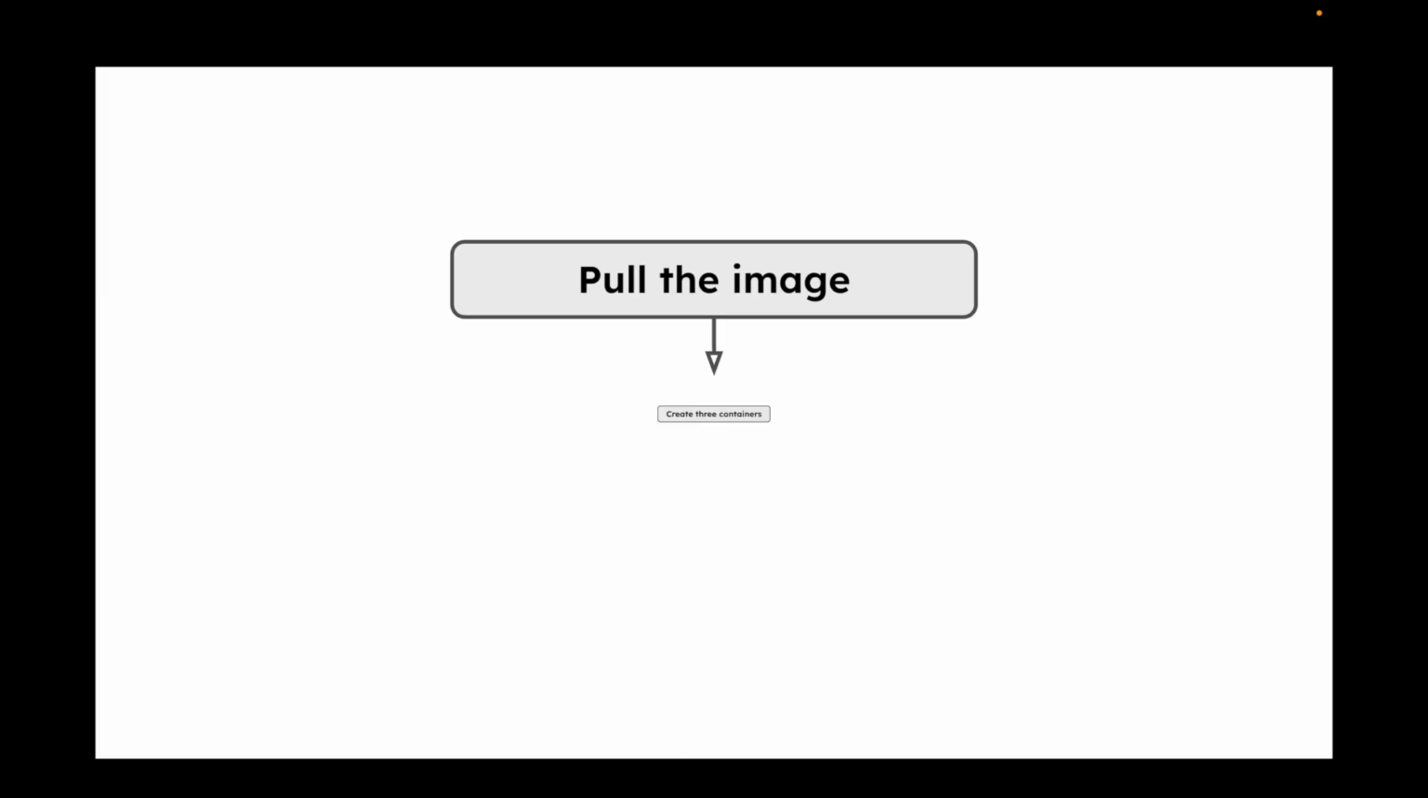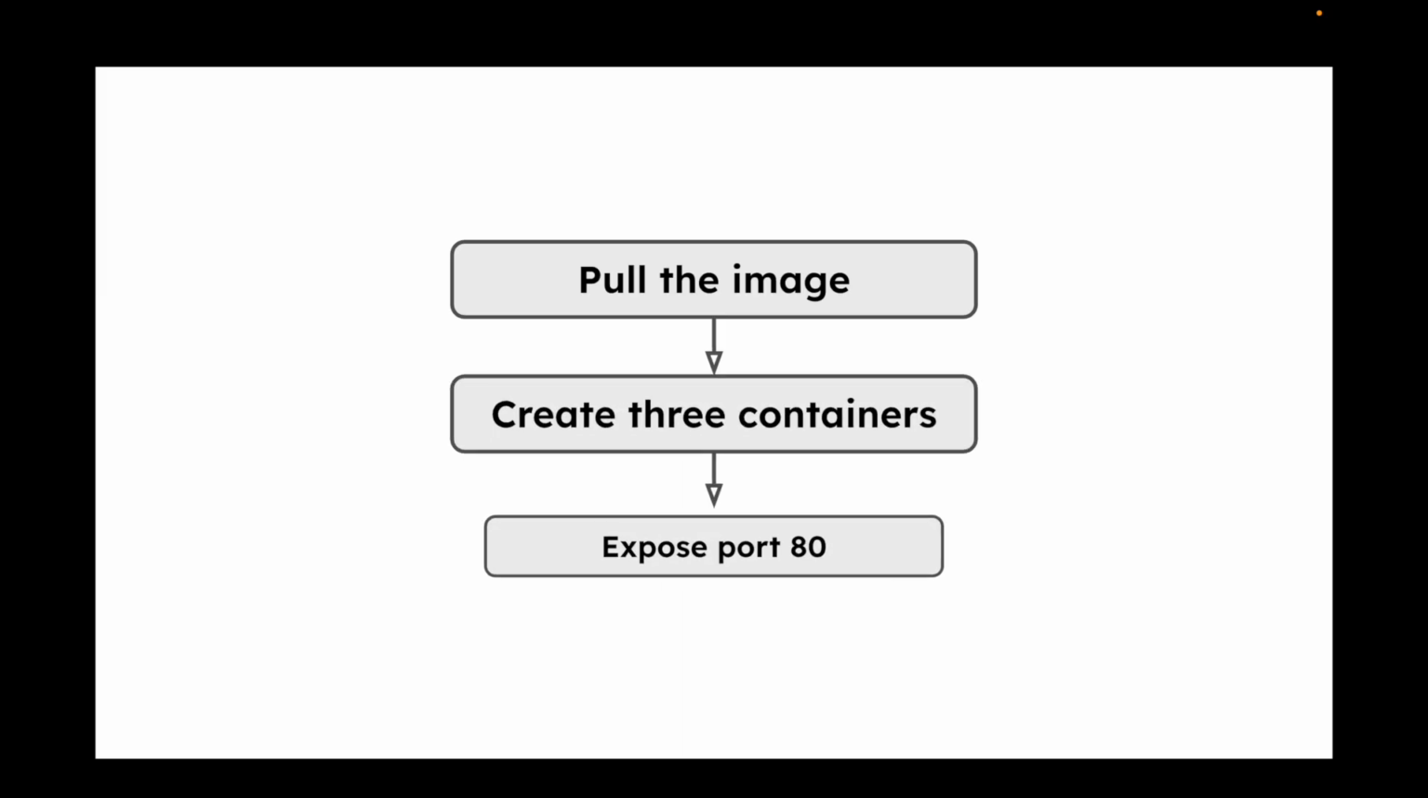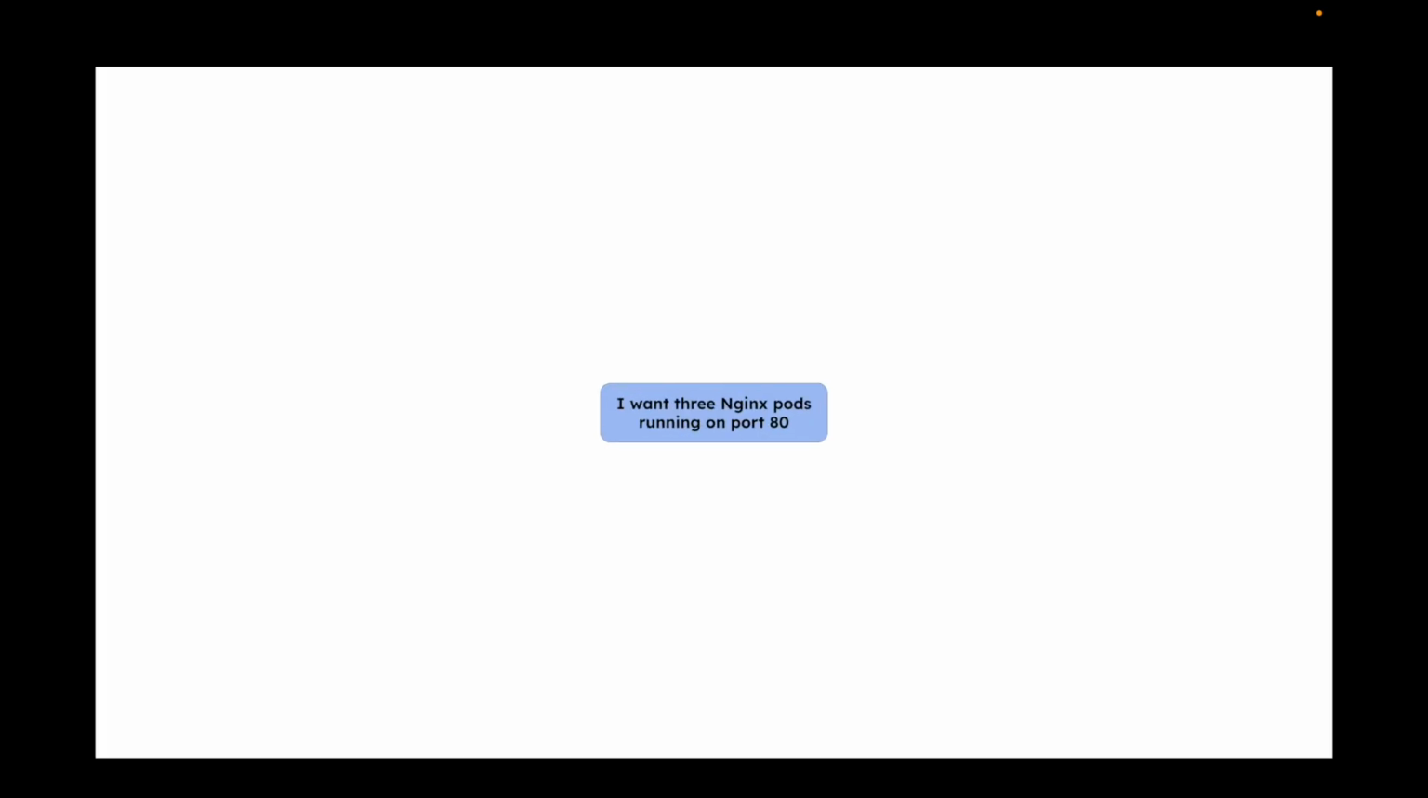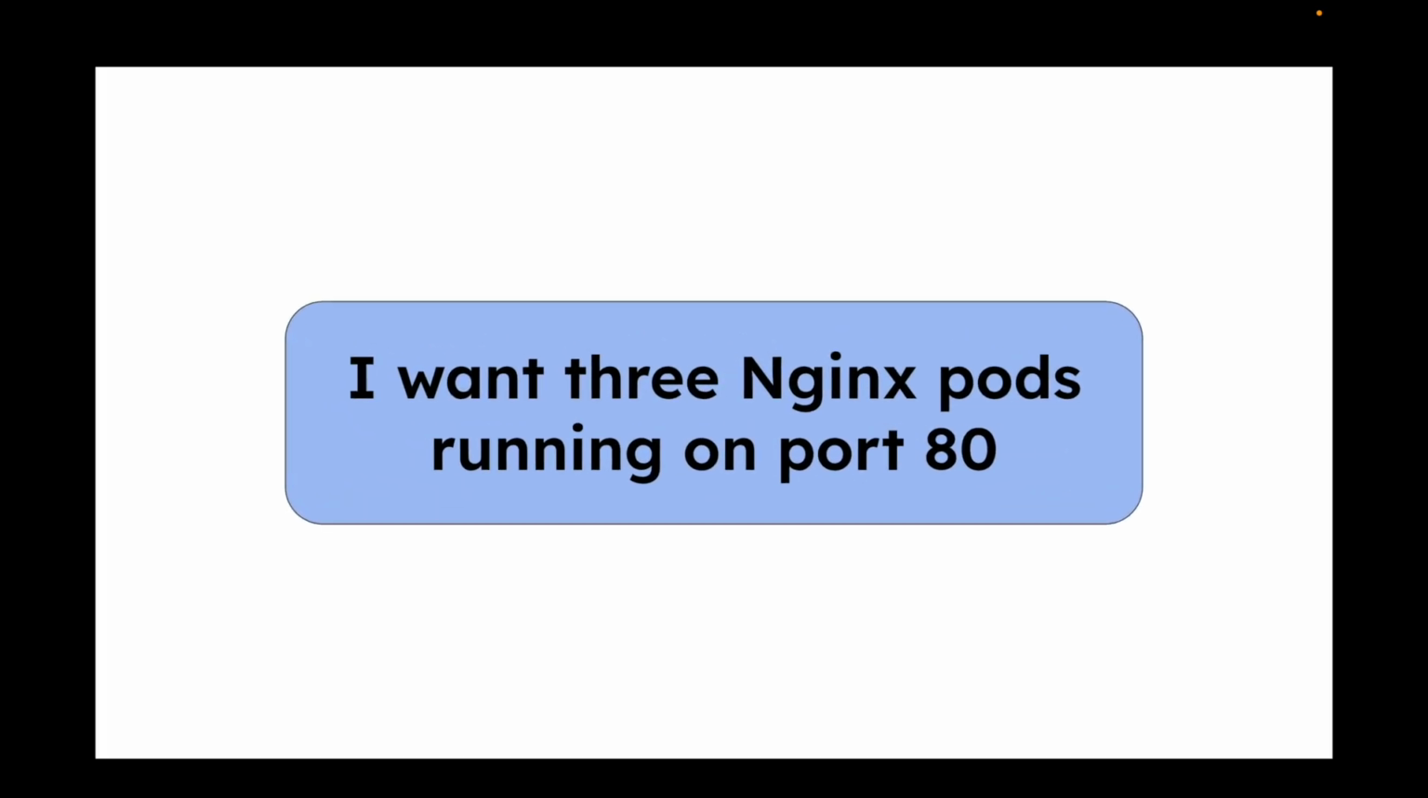Kubernetes follows something called the declarative model. Instead of telling Kubernetes every step to perform, you simply describe the final state you want. For example, instead of saying pull the image and then create 3 containers and then expose port 80, we will simply say I want 3 Nginx pods running on port 80. Kubernetes continuously works to make the actual state match the desired state you have described in your YAML manifest file. Think of Kubernetes as the builder and YAML as the blueprint. Just like a builder needs a blueprint before constructing a building, Kubernetes needs a YAML manifest before it knows what application you want to deploy.